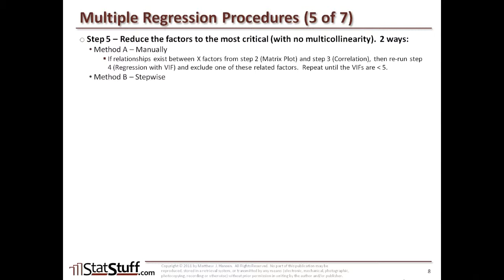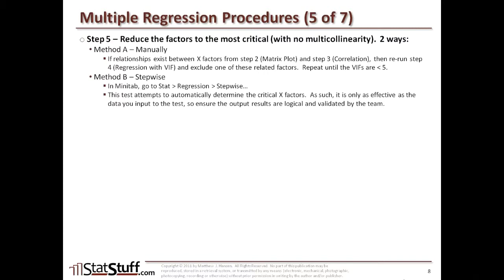But another way that might be a lot easier is a second method, which is called a stepwise analysis. This is where in Minitab you select the Stat menu, choose Regression, and then select Stepwise. This is a test that will do all that automation for finding the ideal critical X factors for you. That way, it makes it a lot easier and much more effective to find out which ones are the most ideal and give you the best level of results. What we're trying to do is get results that are logical, and we're going to get them validated by the team.